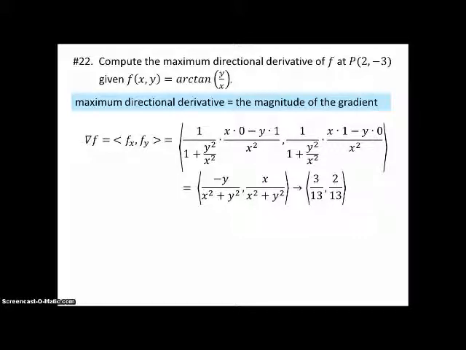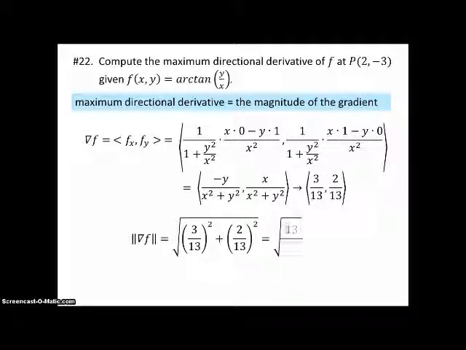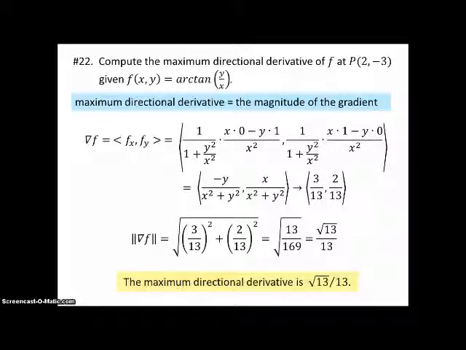The maximum directional derivative is the length of the gradient vector, so we plug that into our length formula or magnitude formula, and we get square root of 13 divided by 13. The maximum directional derivative is square root of 13 divided by 13. Notice that directional derivatives are numerical.